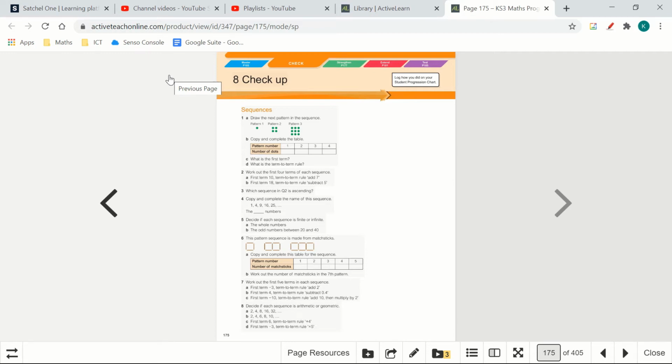Good morning, team. So we've done most of Unit 8 so far. We are now going to do the checkup. So make sure that you put the title checkup and your date at the top of the book, and let's go to question 1. This is all about sequences.